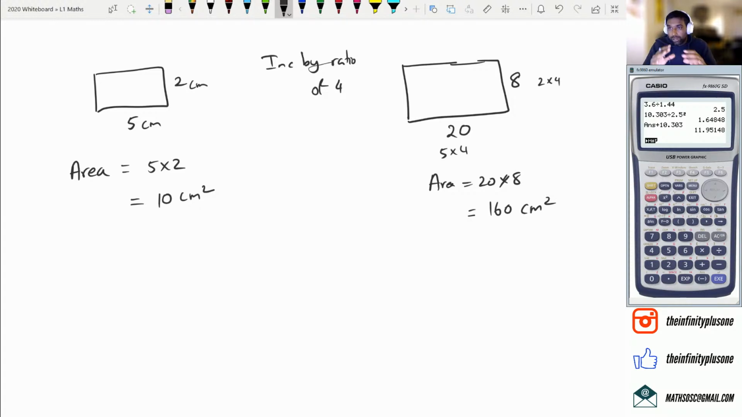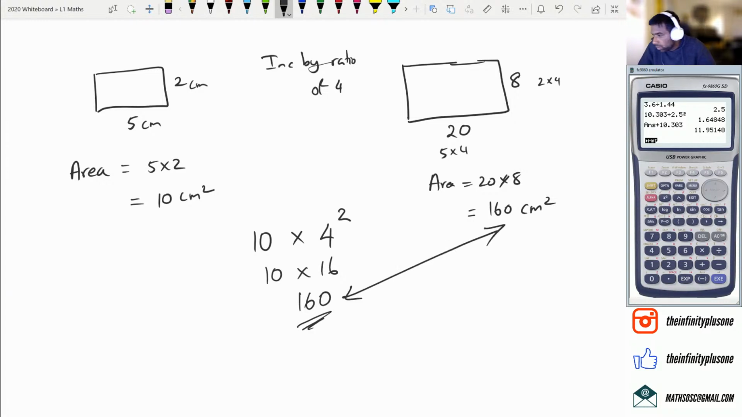Now remember I said that when you are actually taking an area, you've got to multiply by the ratio squared. So if we actually take 10 and we multiply by the ratio squared, we're going to get 10 times 16, which is 160. And that's the same as what you get before. So that's one of the reasons why when you have an area of something, and if you increase it by a ratio, then you've actually got to increase the area by ratio squared.